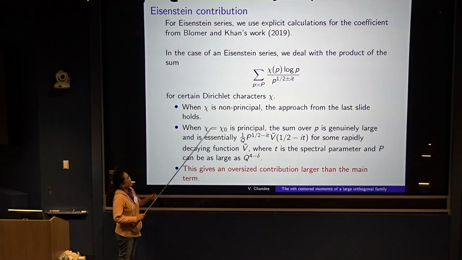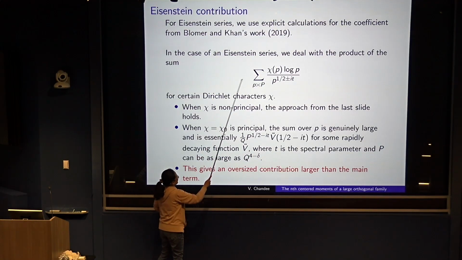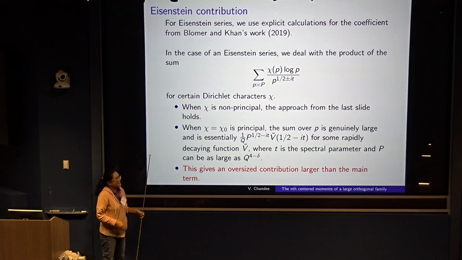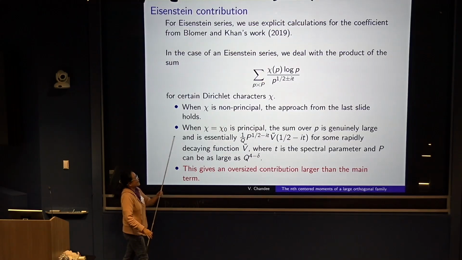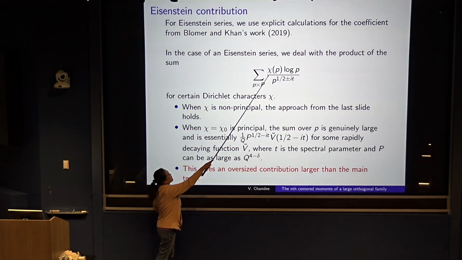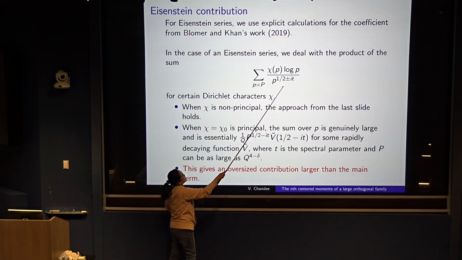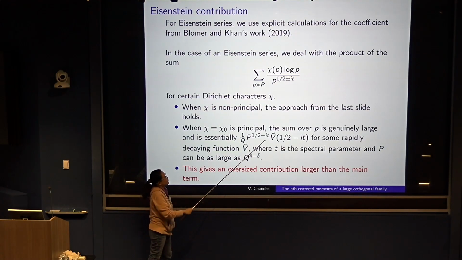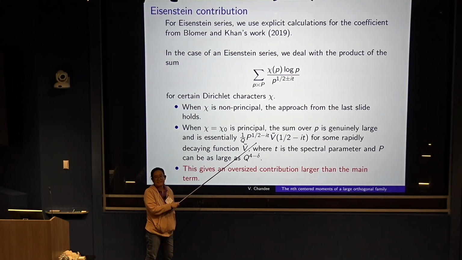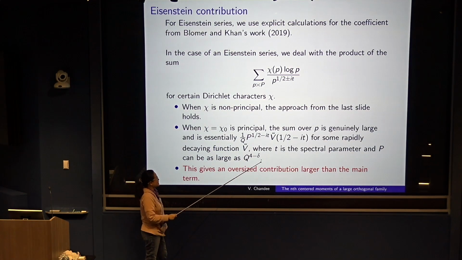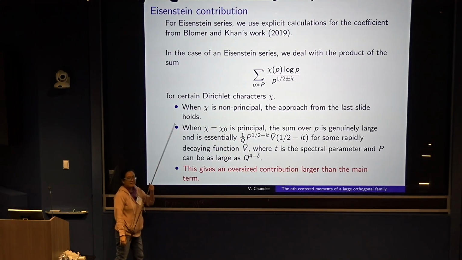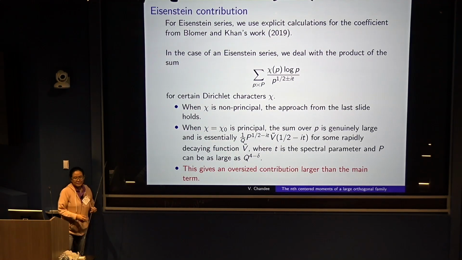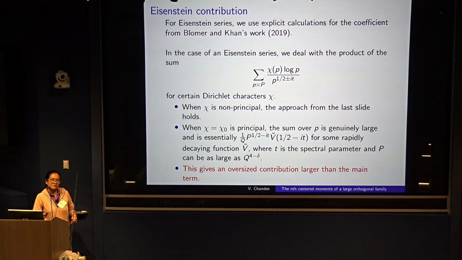And if you just look at this sum alone, it's actually generally large. The size is basically by prime number theorem, so you don't have chi p now. You just have log p over p to 1/2 plus and minus it. You have something like p to the 1/2 minus it. So this is large. Because p goes up to q to the 4 minus delta, you get something greater than 1. You don't like it. Okay? This is larger than the main term, and this is the oversight contribution there.